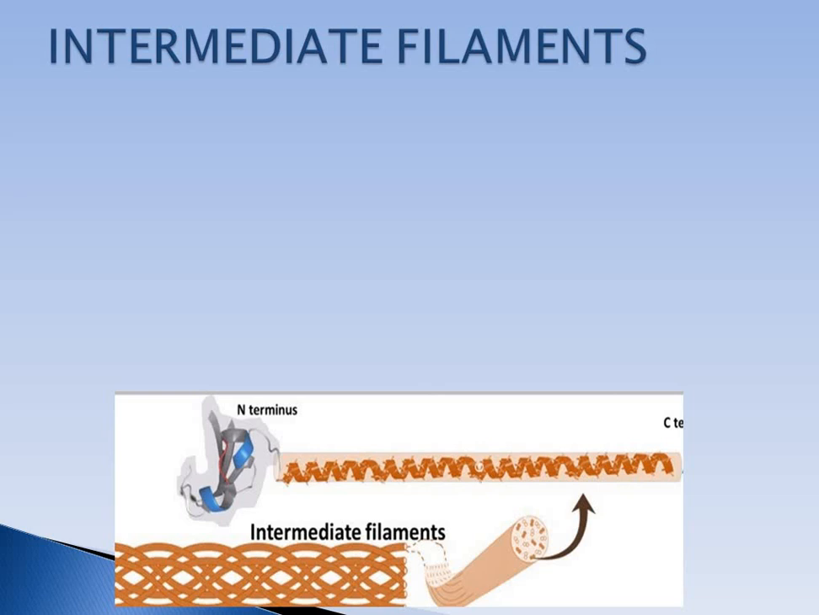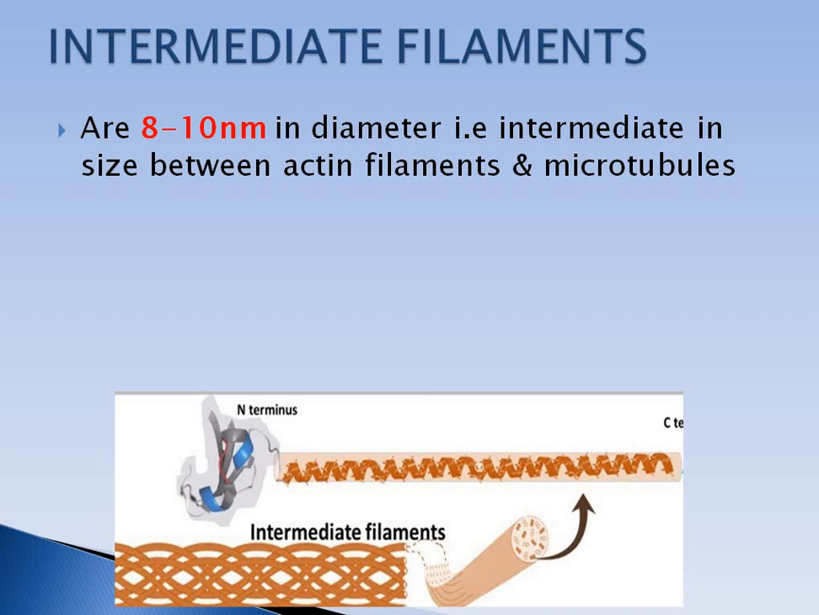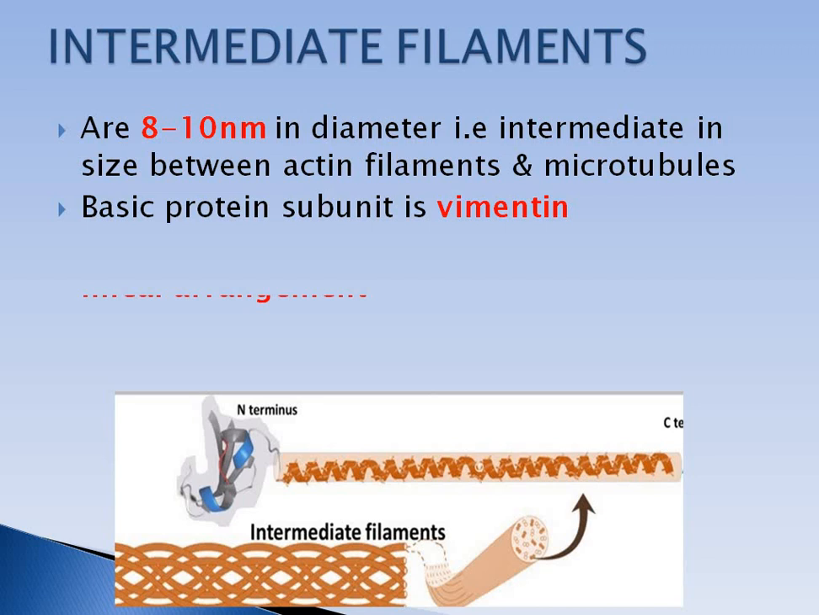Now the third one is intermediate filament. As the name shows, they are intermediate in size between the microfilaments and the microtubules. Intermediate filaments are 8 to 10 nanometer in diameter, and they are made up of a protein that is called vimentin. Some of the intermediate filaments are also made up of keratin proteins.